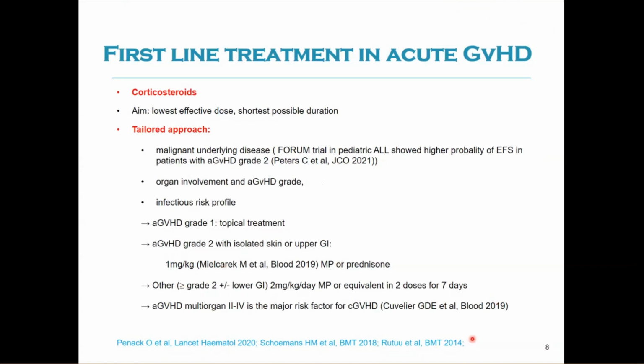agreed on. As outlined by Cuvelier and published in Blood 2019, we should keep in mind that acute GVHD, multi-organ acute GVHD grade 2 to 4 is the major risk factor for chronic GVHD.